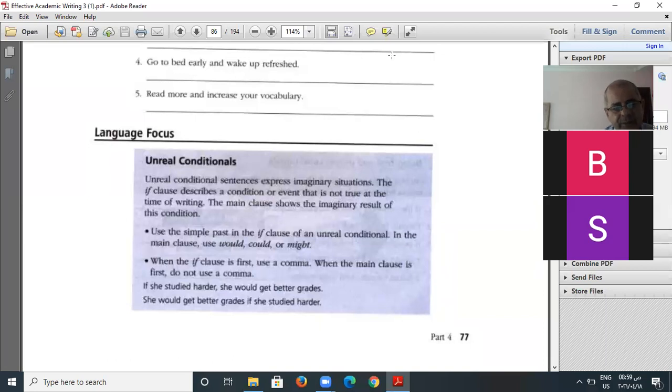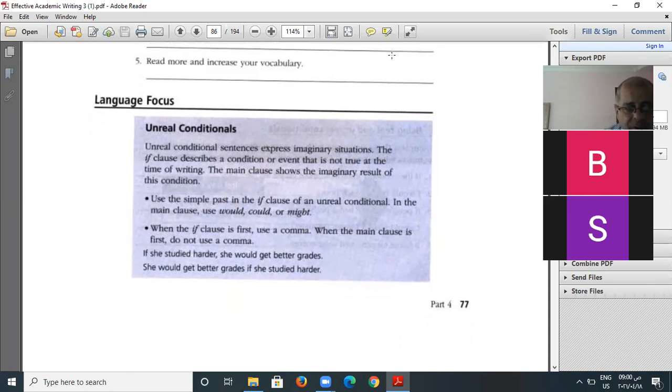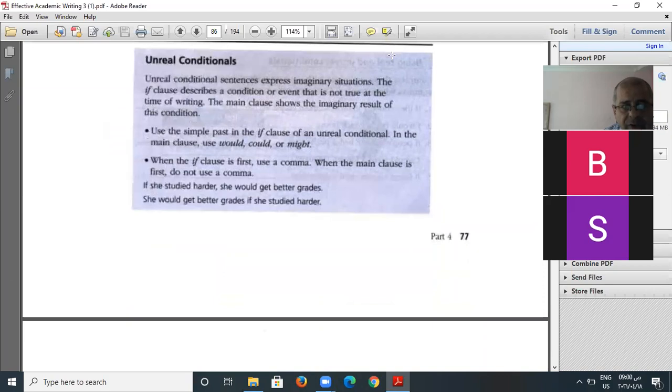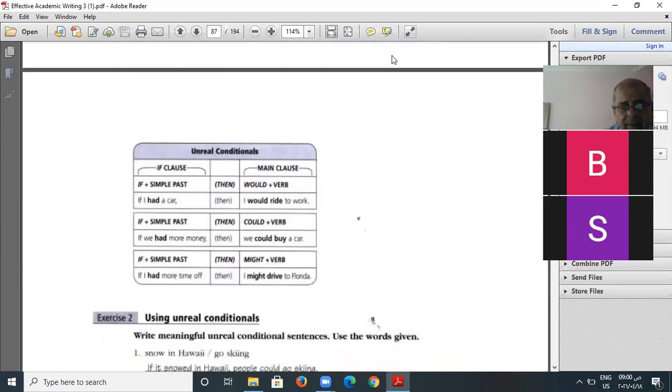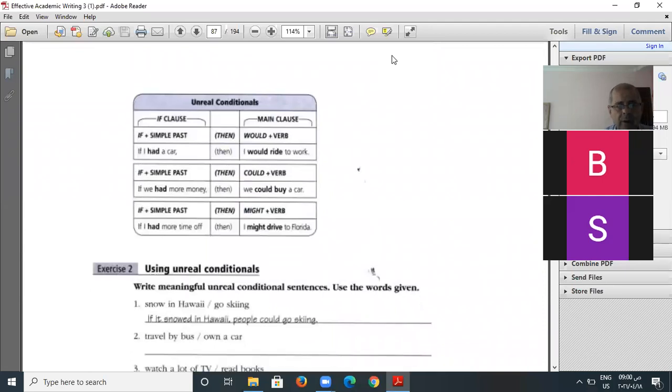The second way, we start with the main clause. She would get better grades if she studied hard or harder. إذا هنا نفس الشيء. We use what? Would with the main clause, and with the if clause we use what? Simple past, studied. إذا هاي بنسميها إيش؟ Unreal conditionals. إنه الunreal conditionals means إنه الcondition أو الevent بيكون not true at the time of writing والeffect بتكون برضه imaginary. يعني both of them are what? Are unreal.